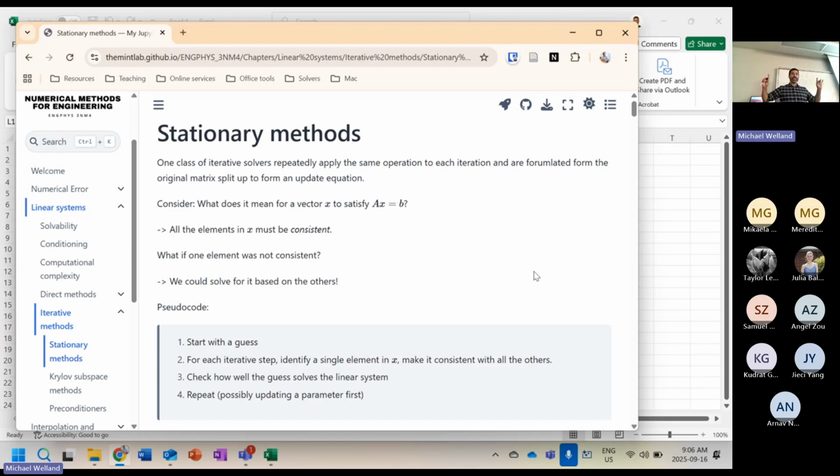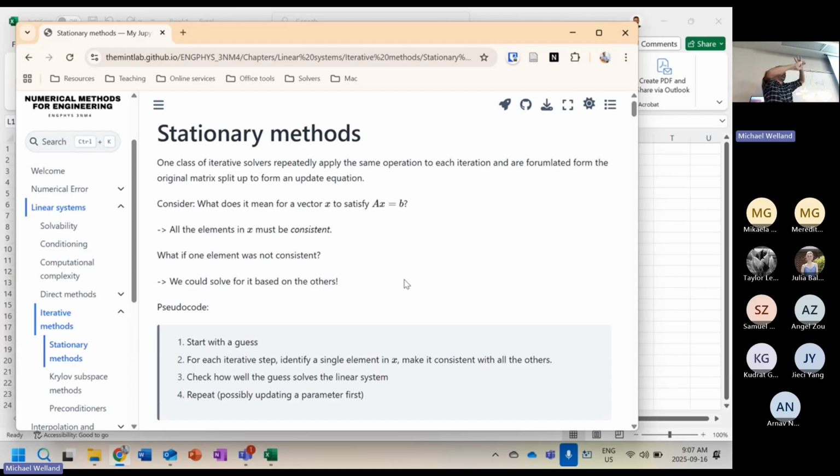All right. Stationary methods. These are the fundamentals. Nobody does it this way. But pedagogically, it's important that we talk about it. One class of iterative solvers repeatedly applies the exact same operation to the vector over and over and over again.